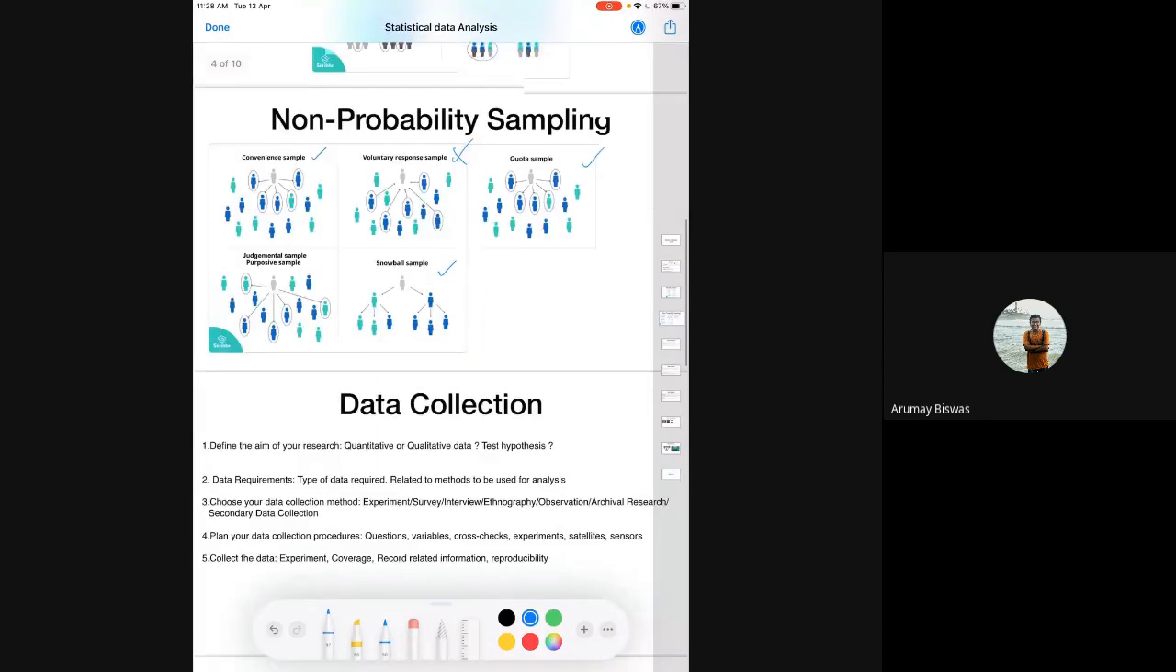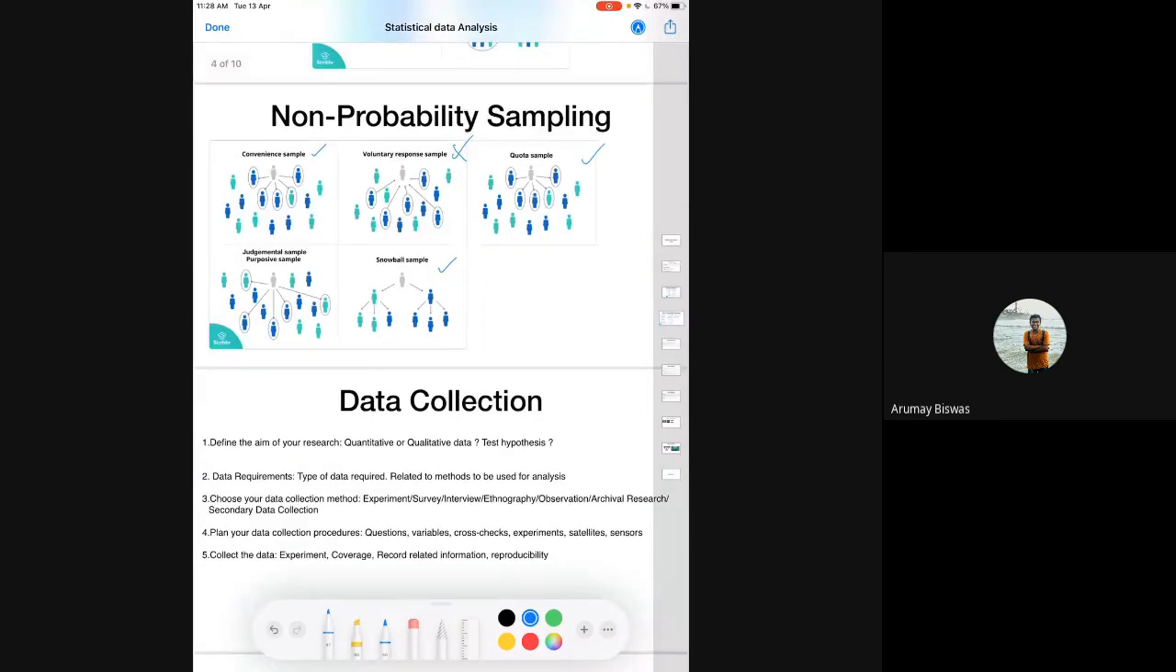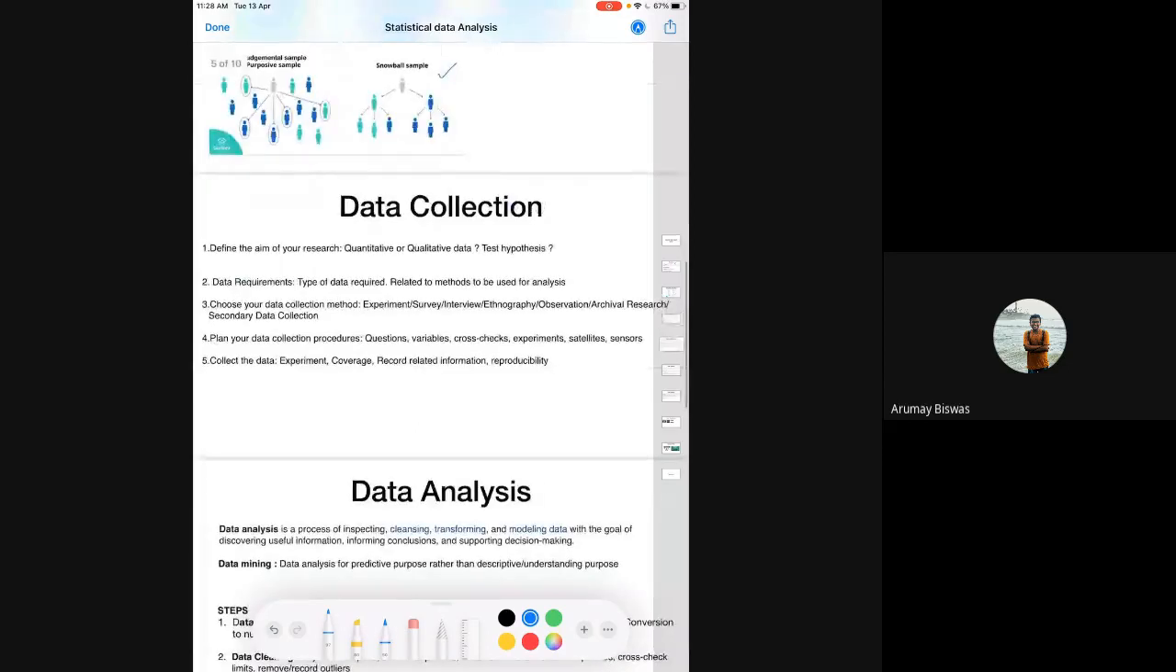And these are not watertight boxes, so you can combine the various types of sampling methods depending on what you need. So the most important question to ask before you start collecting the data is to define the aim of your research. So what is the aim of your research?